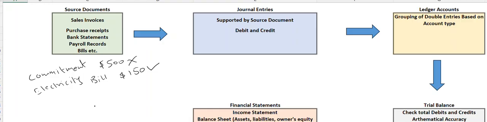See, the thing is, you only record a transaction which has already occurred. It does not matter whether you have made the payment for the transaction, or you have received the cash for the transaction. If the transaction has occurred, then you are going to record it. But commitments, like to sell something or to purchase something, you do not record as per the accounting principles.